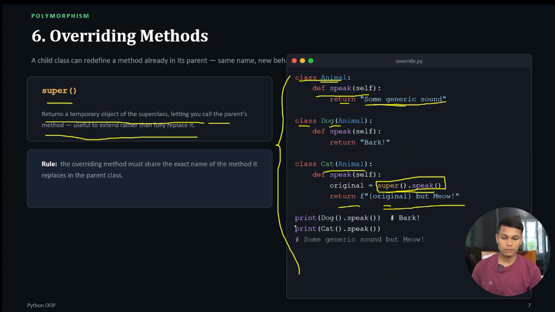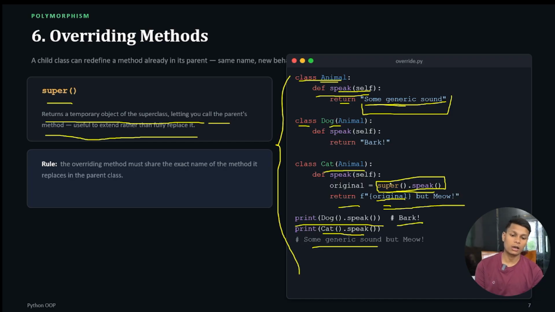After that we are going to print dog.speak(), and the output is bark. And if I print cat.speak(), it will print some generic sound. Why was the generic sound there? Because I am writing original here. What is the original thing? The original thing was this self. How are we going to call this? Using super. So but meow was also there. That's all about the overriding method.